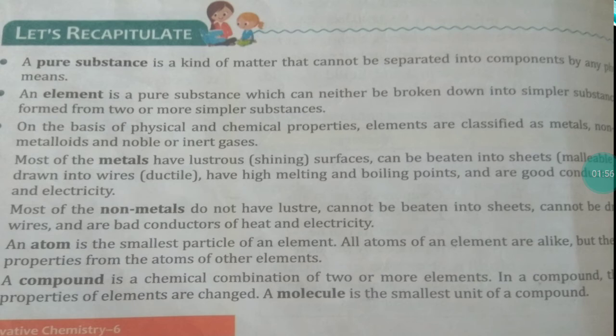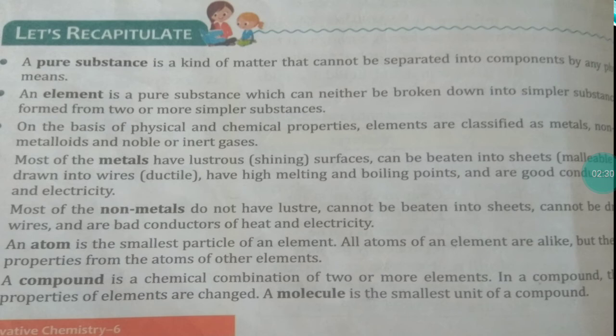Atom. An atom is the smallest particle of an element, and it may or may not exist independently. All atoms of an element are alike, meaning they are all the same, but they differ in properties from atoms of other elements. A compound is a chemical combination of two or more elements. In a compound, the original properties of the elements change, as we have discussed during reading of the chapter.